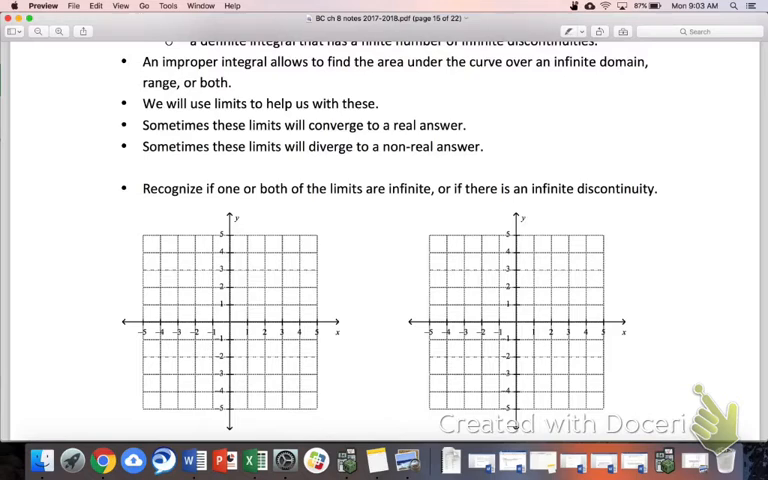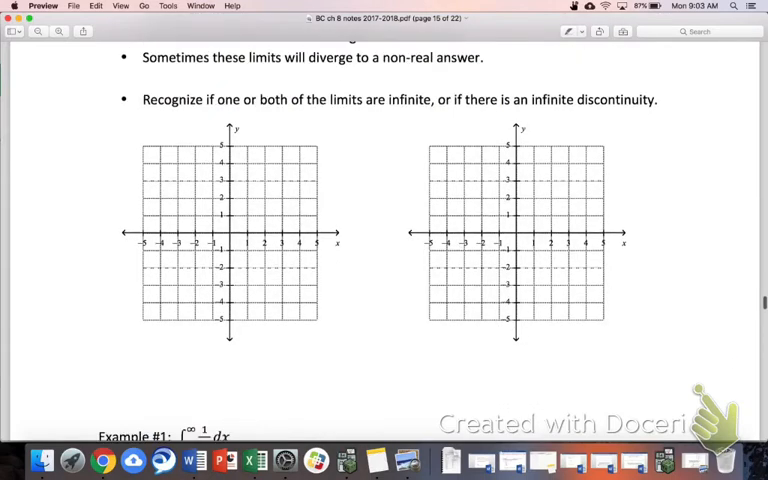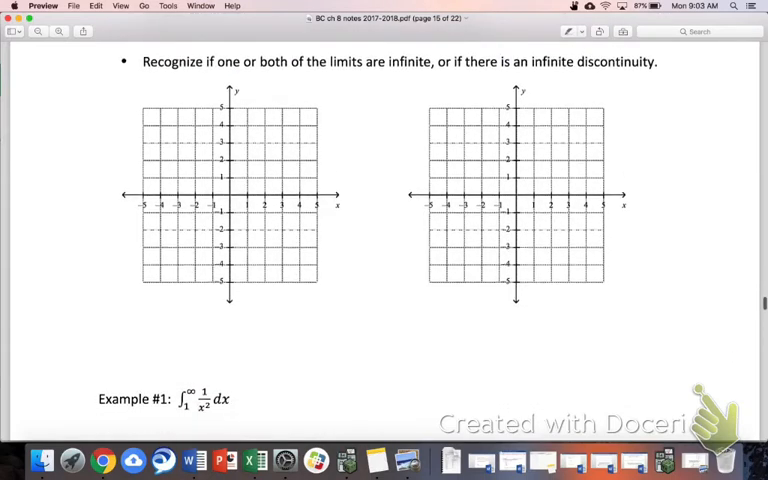Sometimes you'll actually get an answer. Sometimes you won't. Essentially what those next two are talking about. And then the idea here, sometimes recognizing these is very, very easy. You look at them and one or both of the limits is infinity and you're like, oh, it's an improper integral. It's very easy to see those.